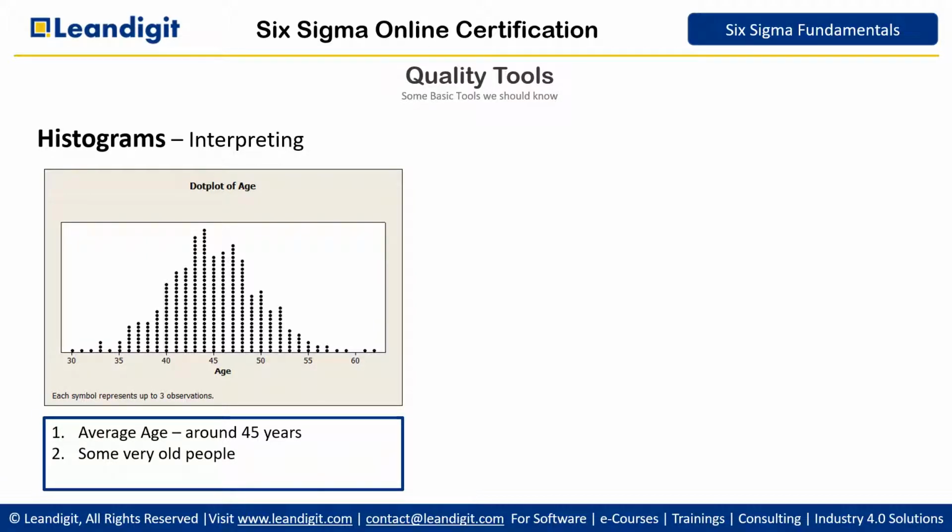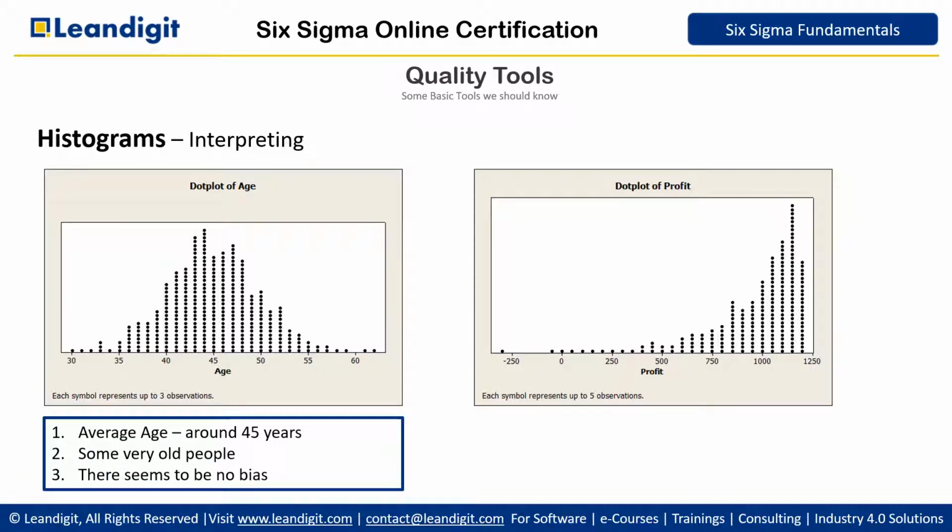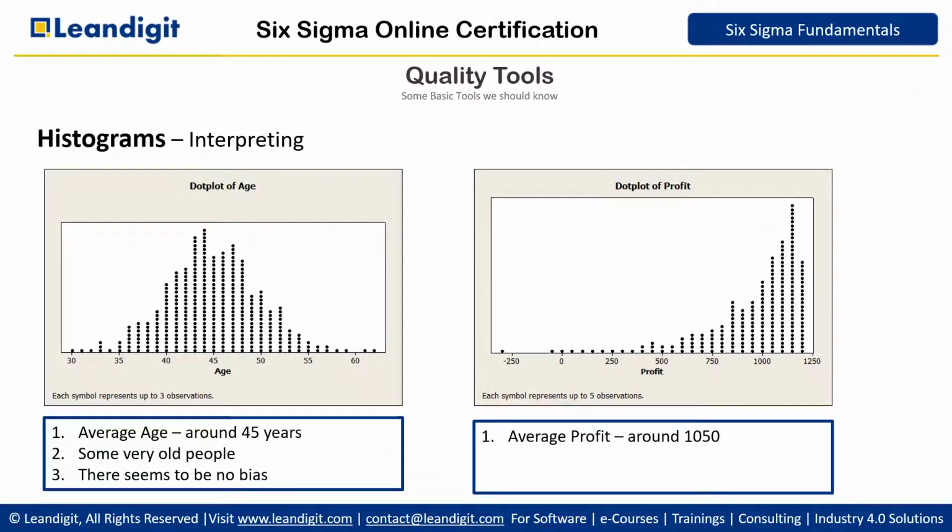You can see two of them are more than 60, which indicates there are some outliers. And there seems to be no bias. The organization doesn't seem to hire very low age or very high age people. It is normally distributed. The second graph shows the histogram for profit. We can see the average profit is around 1050. Sometimes, in one incidence, we have a loss of more than minus 250, and the bias is for increasing profit.